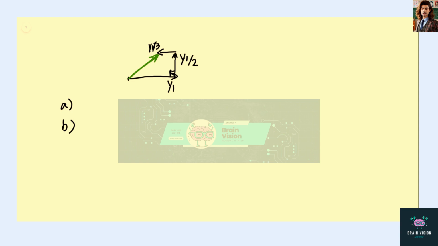So part A asks what is the amplitude? Well, we can find the amplitude if we find the different sides. This is y1 over 3, this is y1, so together this will be 2 times y1 over 3. This is y1 over 2. I'll just call the resultant y prime, the square root of 2y1 over 3 squared plus y1 over 2 squared.